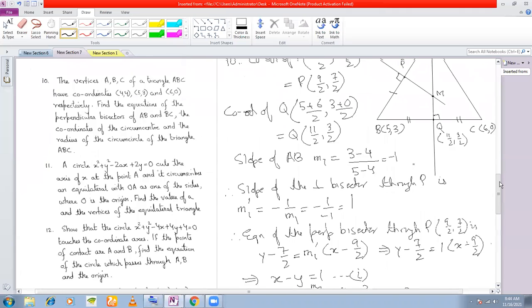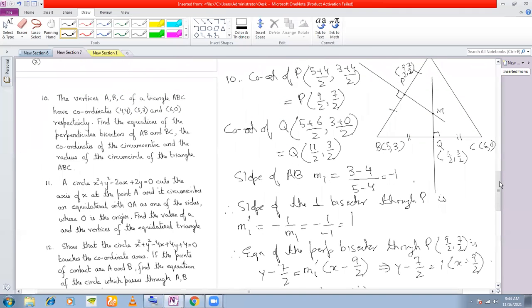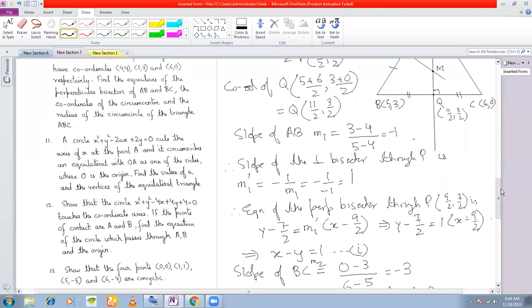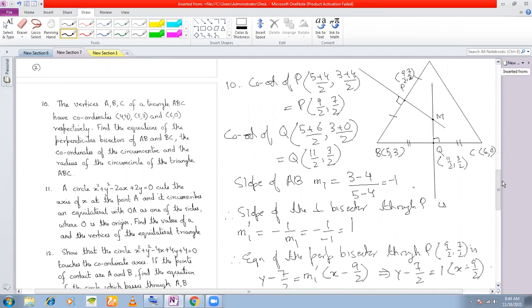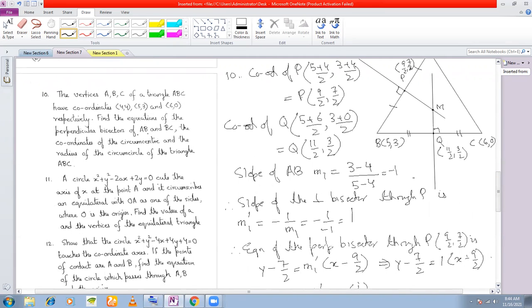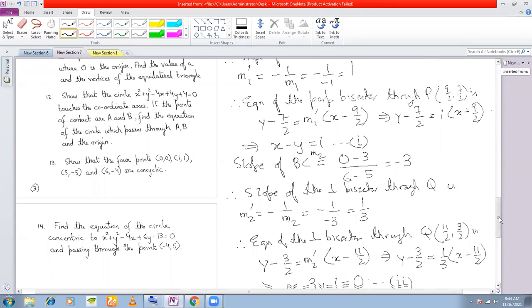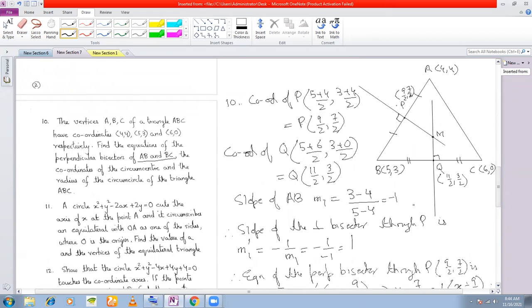So next question here is the next part of the same question, in fact. Find the equation of the perpendicular bisector through AB and BC. This part we have finished. Next, the coordinates of the circumcenter. How do you find the coordinates of the circumcenter? See that the circumcenter is nothing but the point of intersection of these two lines. Therefore, if you solve the equation of these two lines simultaneously, you will get the coordinates of the circumcenter, right?